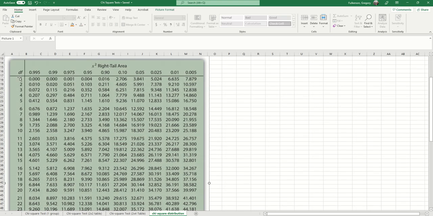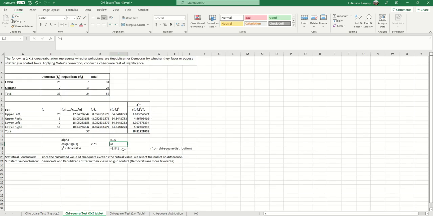Go to our chi-square table. You see it's 3.84 is the critical value. Well, our calculated value is far larger than that, so we reject the null of no difference. So there are differences between Democrats and Republicans in terms of their favorability on gun control laws. Substantive conclusion is just that. Right? So we have both our statistical conclusion and our substantive conclusions.